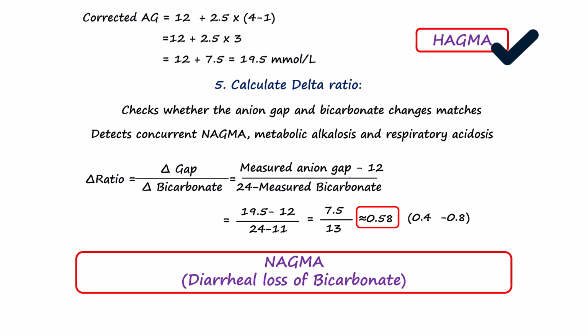So the final diagnosis for this case is high anion gap metabolic acidosis with concurrent normal anion gap metabolic acidosis. Please do watch the previous video to understand this more, as these cases are the part of masterclass on ABG interpretation.